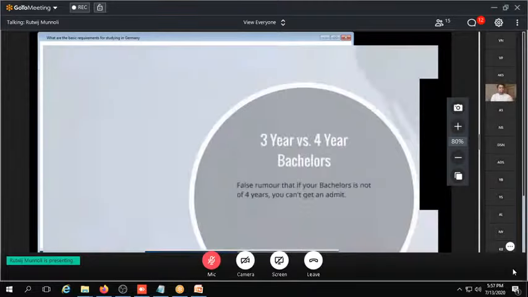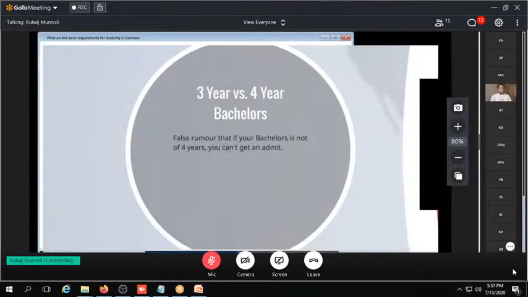Clear? Then comes the third point, which is 3 years versus 4 years of bachelor's. There are many students who come into their bachelors from second year, like diploma students. Many people have heard rumors that if your bachelor's is not of 4 years, you cannot get an admit in a German university. That is not true. Even if you have a bachelor's degree of 3 years, you can still get admits in many German universities. So don't worry if you are from a diploma background.